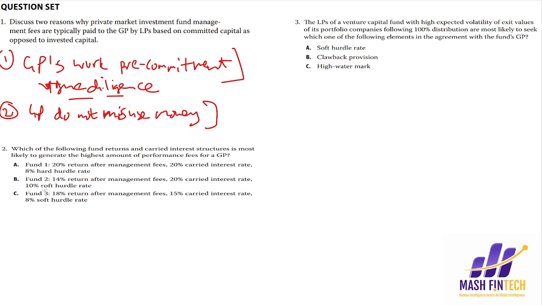Number 2, which of the following fund returns and carried interest structures is most likely to generate the highest amount of performance fees for a GP? So the first one is a hard hurdle rate, and remember, the hard hurdle rate is over and above this hurdle rate. So basically for A, let me do this. Let's say for A here, you want to get the maximum of 0, and the return to the manager after fees is 20%, and you have the carried interest of 20%.